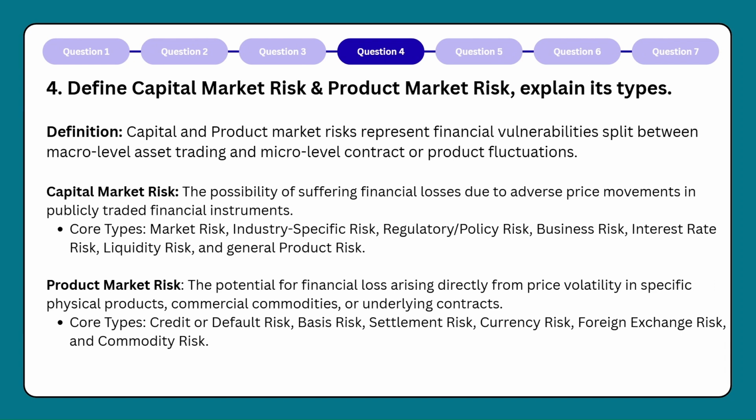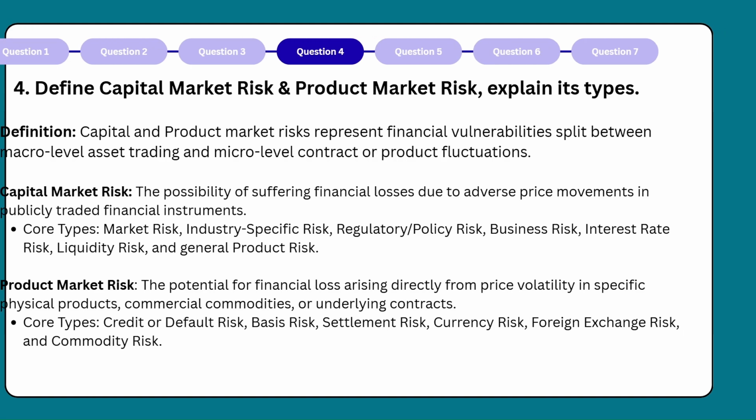Moving on. 4. Define capital market risk and product market risk. Explain its types. Capital market risk is the possibility of loss due to adverse price movements in financial instruments. Types include market risk, industry risk, regulatory risk, business risk, interest rate risk, liquidity risk, and product risk. Product market risk is loss from price fluctuations in specific products or contracts. Types include credit or default risk, basis risk, settlement risk, currency risk, foreign exchange risk, and commodity risk.